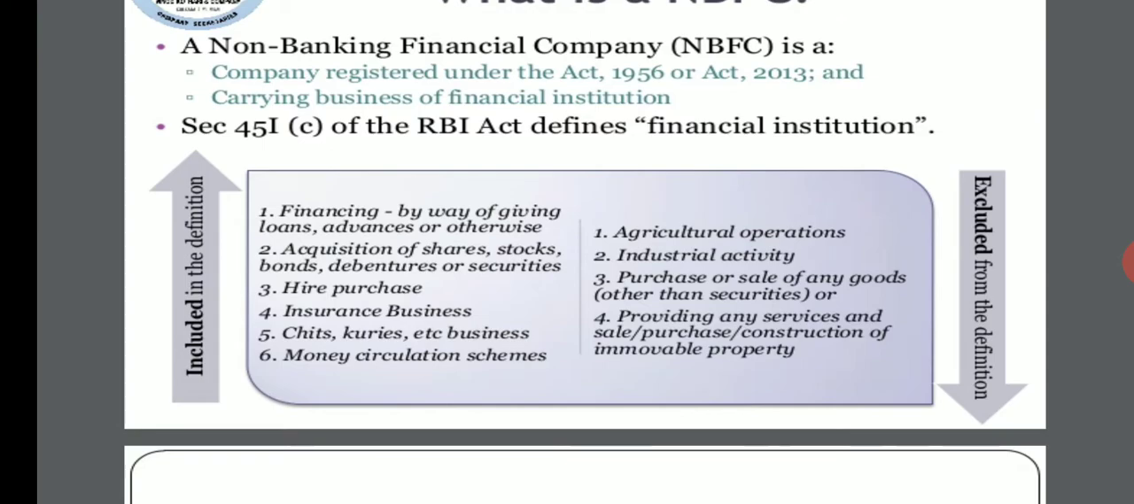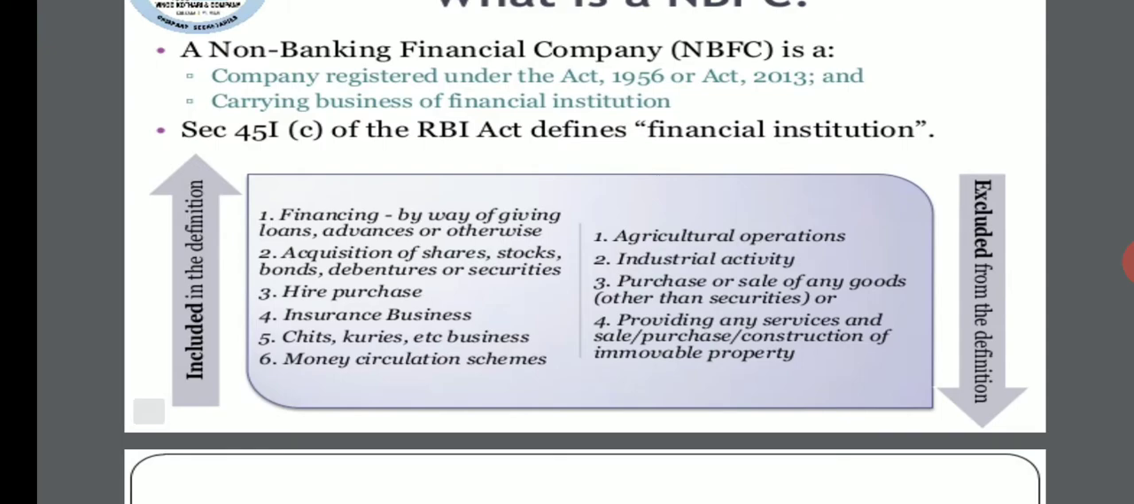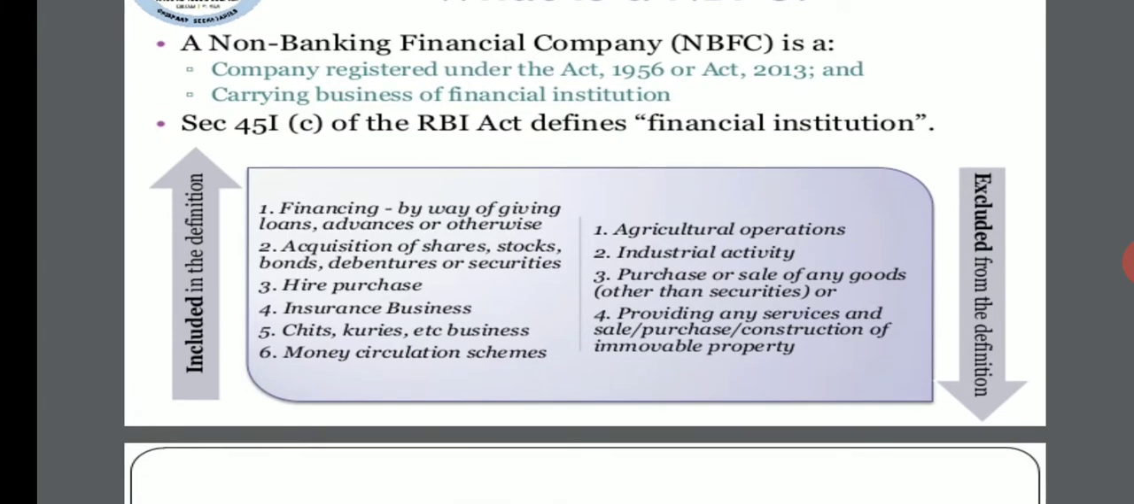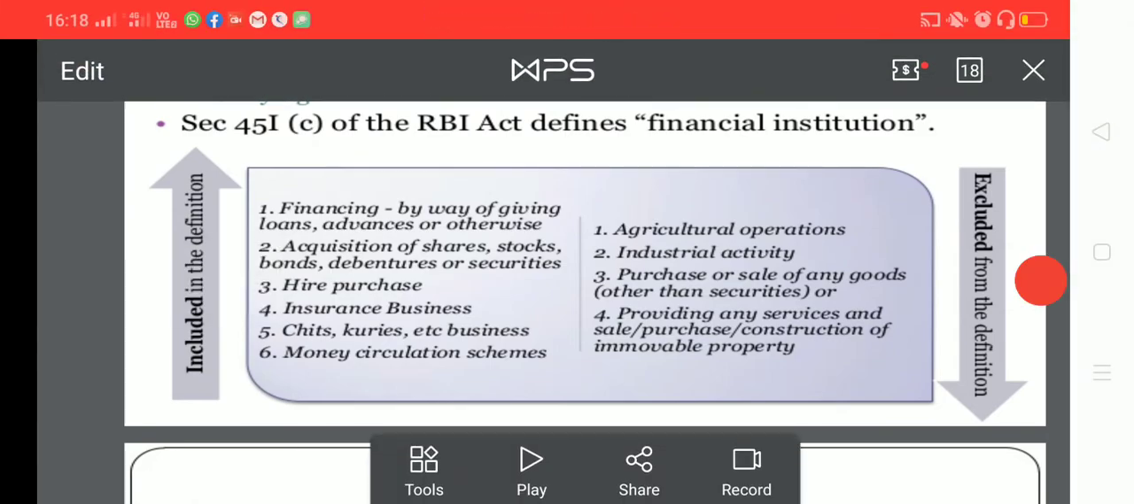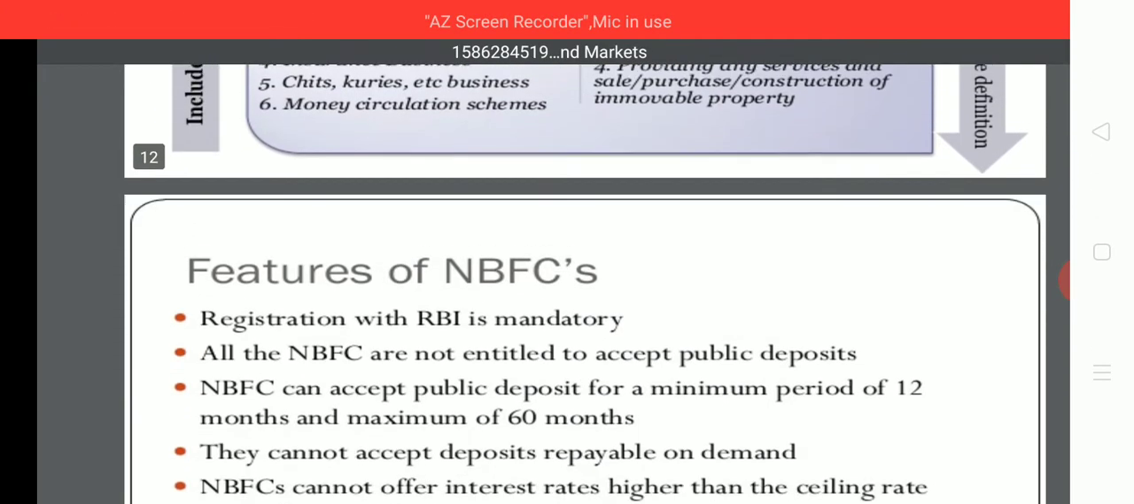What is included in the definition of financial institution is financing by way of giving loans, advances, or otherwise, acquisition of shares, stocks, bonds, debentures, or securities, hire purchase, insurance business, chit business, money circulation schemes. And what is excluded? Agricultural operations should not be there, industrial activity should not be there, purchase or sale of any good other than securities, or providing any security, and sale, purchase, construction of immovable property. These should not be there in the company.